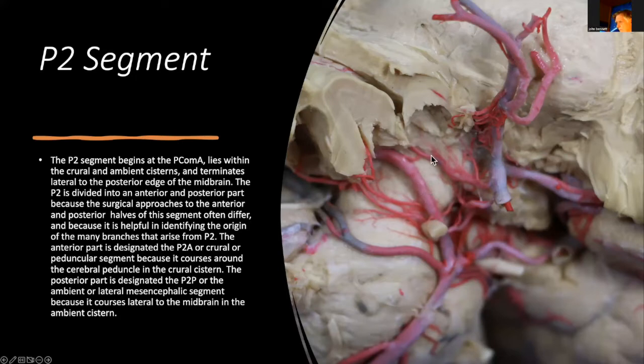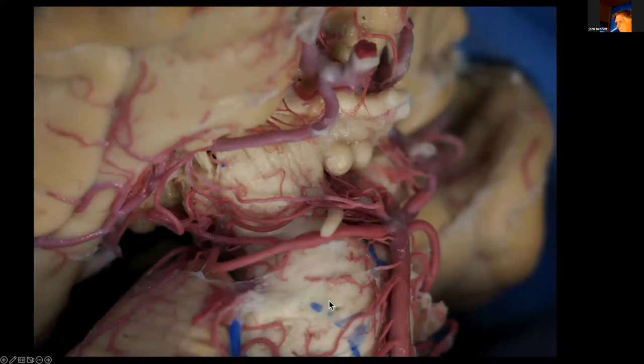because of its relation with the peduncles of the brain. The anterior part is the crural and peduncular segment because it courses around the cerebral peduncle in the crural cistern. The posterior part is designated the P2P or the ambient or lateral mesencephalic segment because it courses lateral to the midbrain in the ambient cistern. So here we have the crural cistern and ambient cistern.